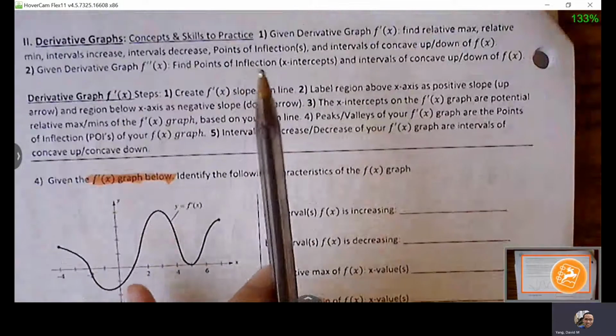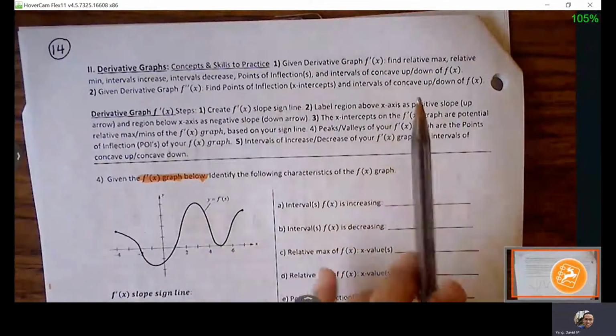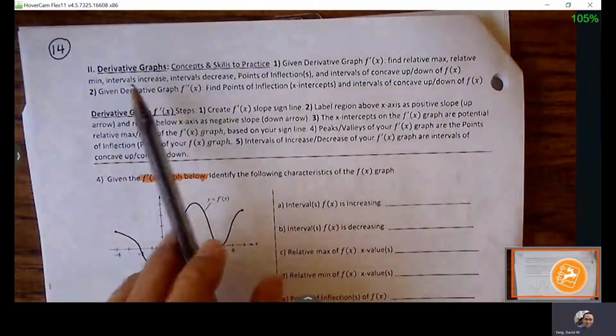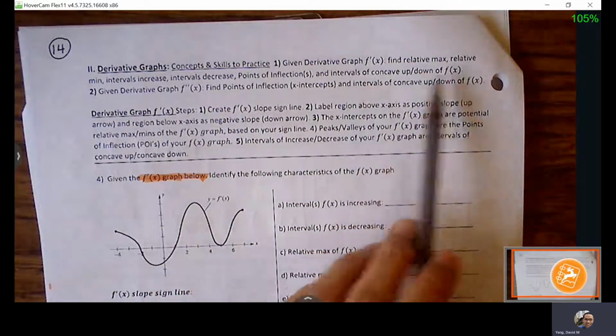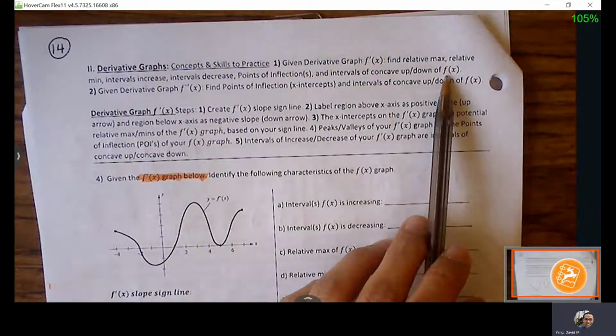Okay, so if we're looking at the derivative graph, we can gather information about the relative max, relative min, increase, decrease, points of inflection, and intervals of concave up and concave down for the original graph.